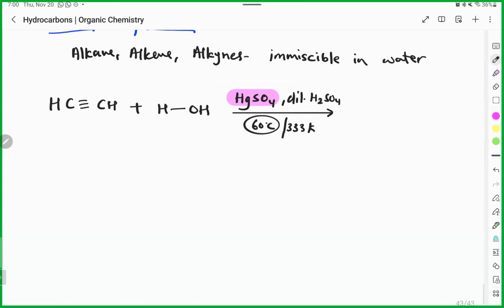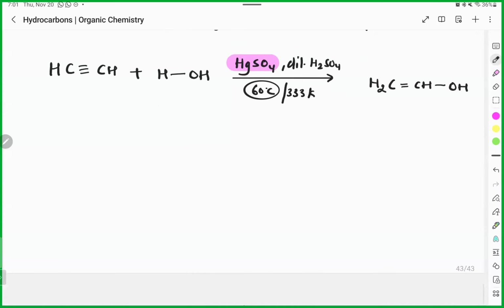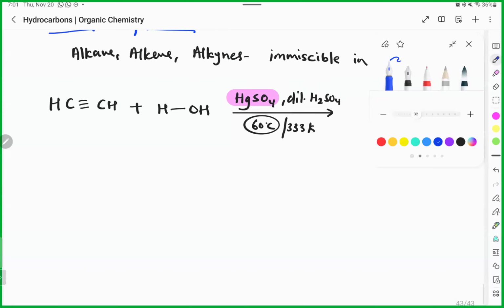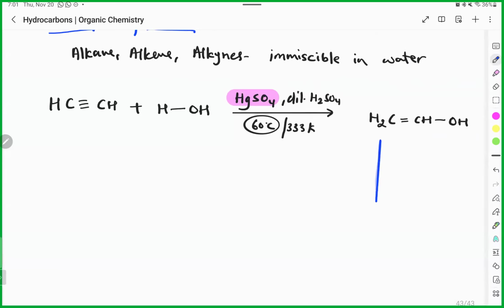What will be the rule? The rule will be the same. It will be like normal CHOH. But here is the special thing. This will undergo tautomerization. Tautomerization means keto-enol form. This is the enol form, a double bond and alcohol, and it will convert into the keto form.